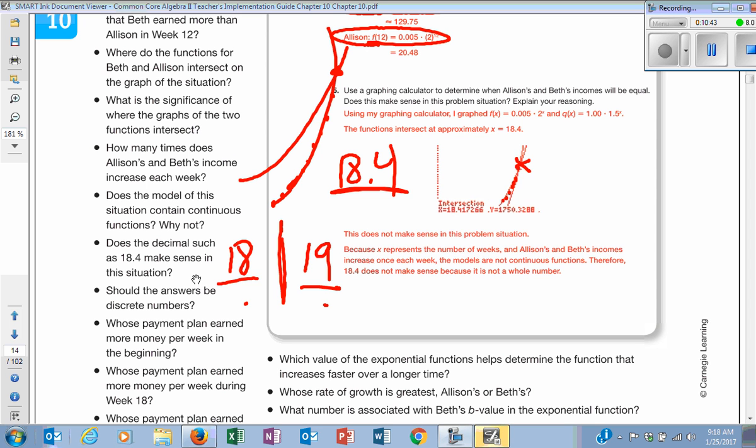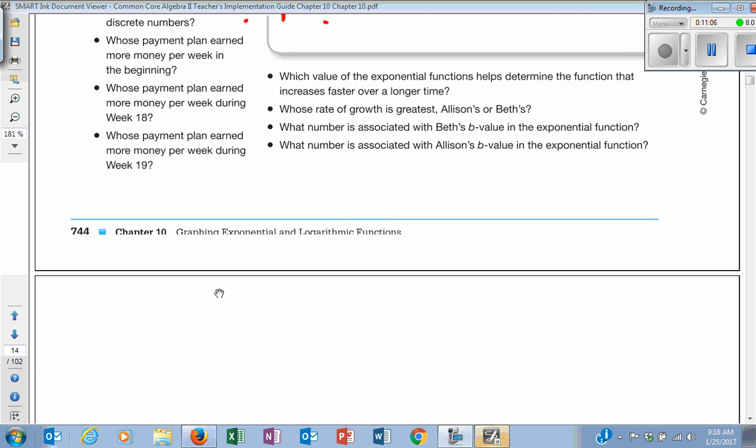So for this, because it's not a continuous graph, notice it's not continuous. If I was actually plotting these, it would be the first week's pay, second week's pay, third week's pay, fourth, fifth, sixth, seventh, and so on, and it would not actually be a line because she doesn't get paid 1.5 weeks. So I hope that kind of makes sense of what they're talking about there.